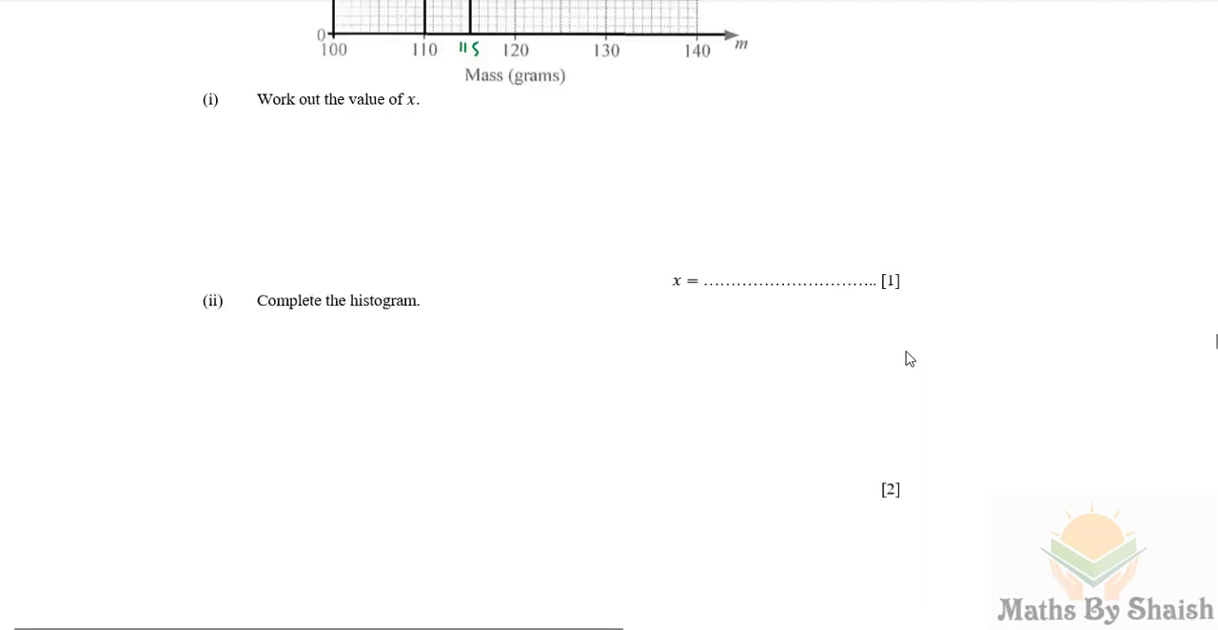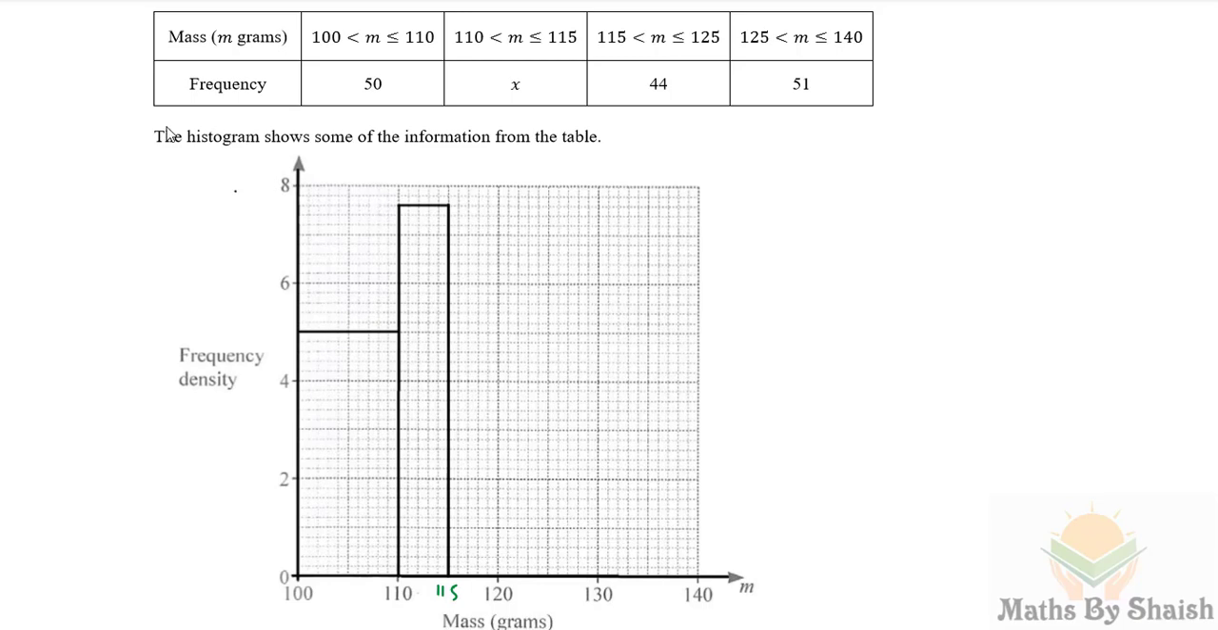I hope it is clear. The second part is to complete the histogram. So we are going to find the frequency densities and we'll complete the histogram. So let's calculate the frequency density.